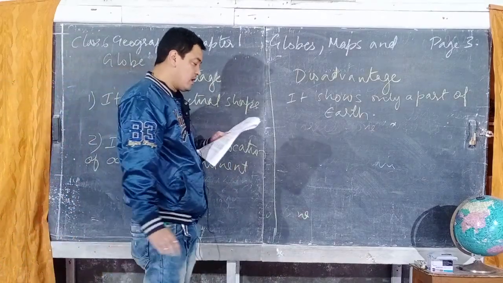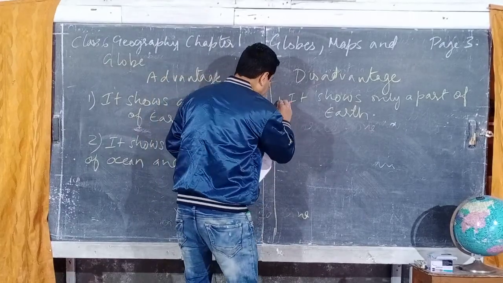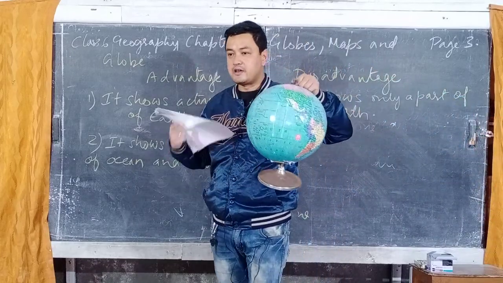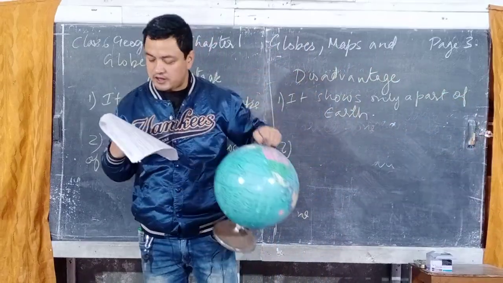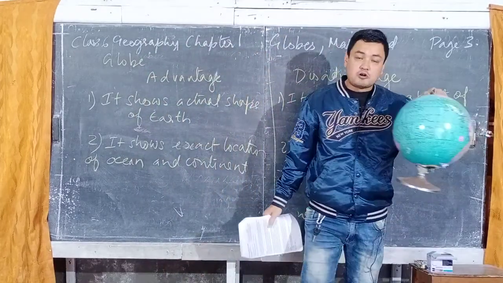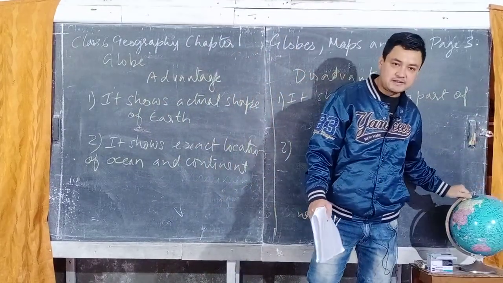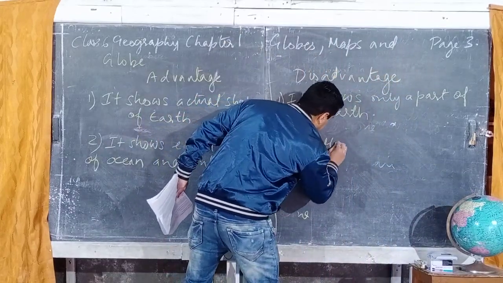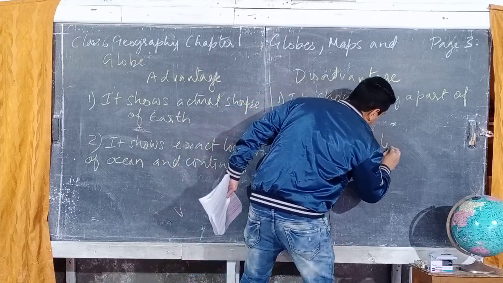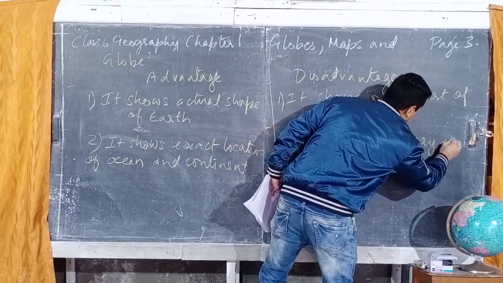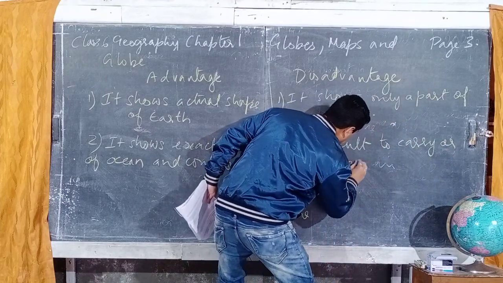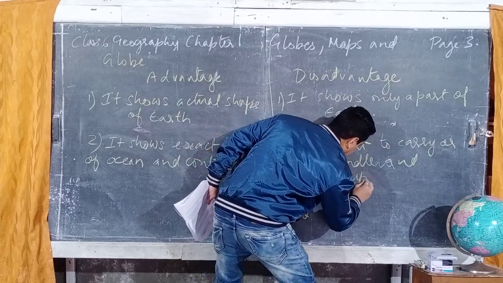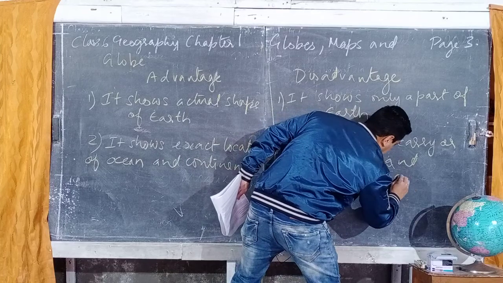But another disadvantage of the globe is that a globe is very heavy to carry. It is very heavy to handle. And a globe also occupies a larger space. Remember that. So a globe is difficult to carry or handle and occupies, O-C-C-U-P-I-E-S, occupies a large space.